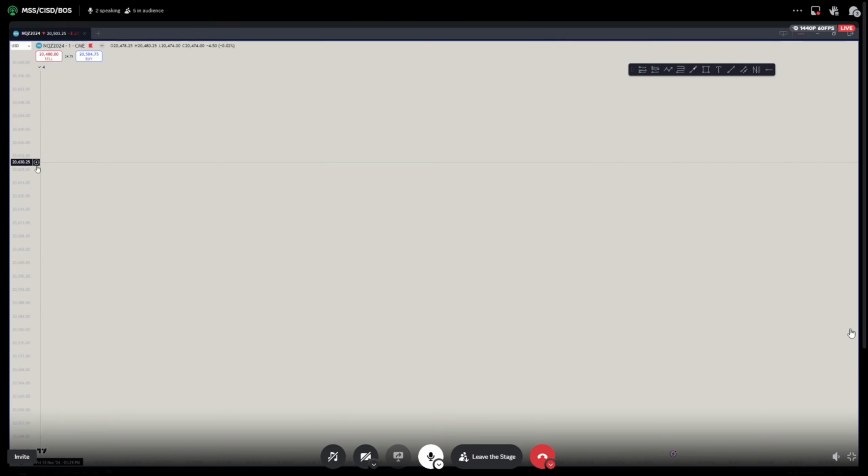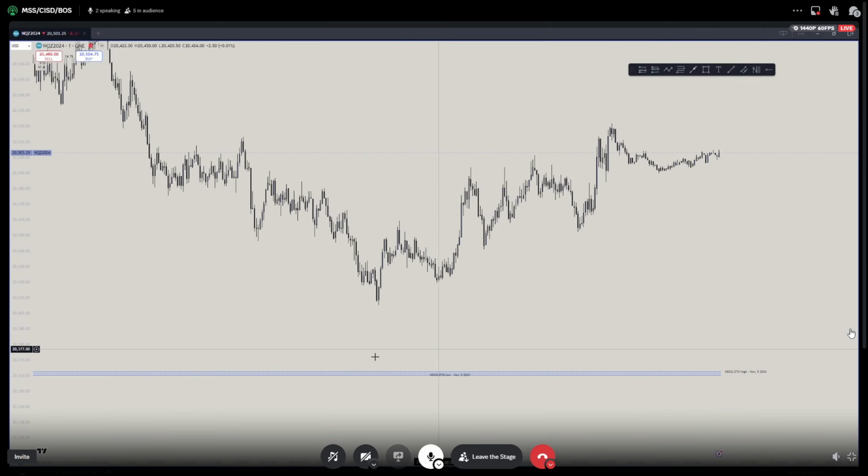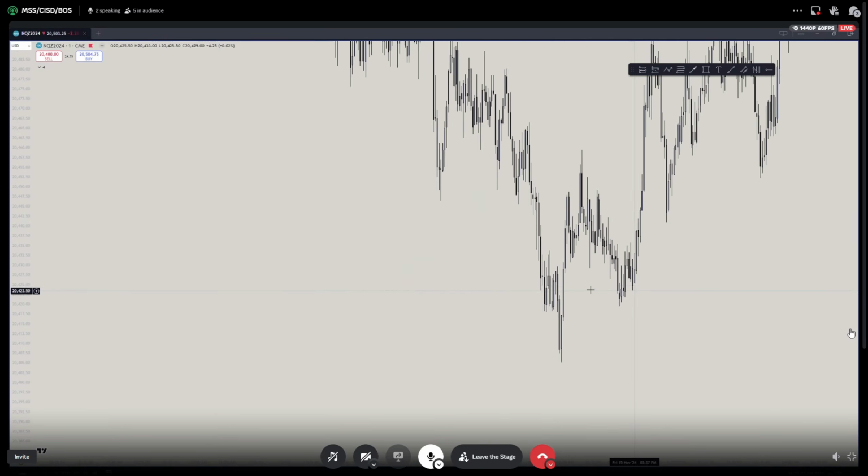Cool. Let's get right into it then. First thing we'll go over is changes in state of delivery, because very simply, this is the first example that happened, and it's one of the trades that I took in actually on Friday.